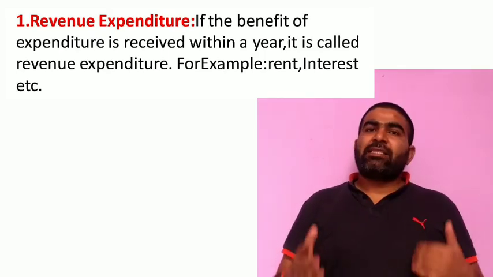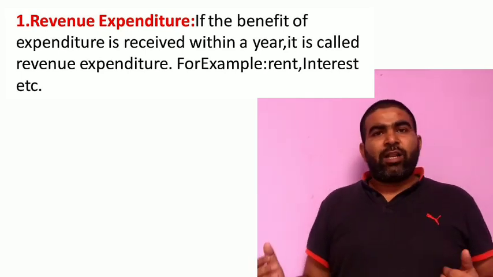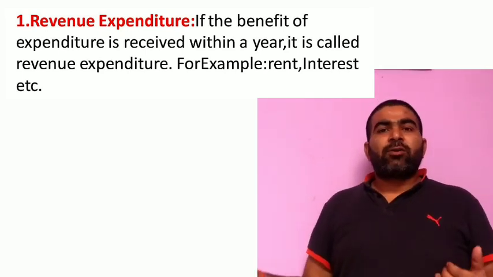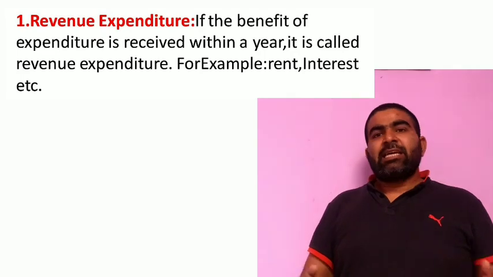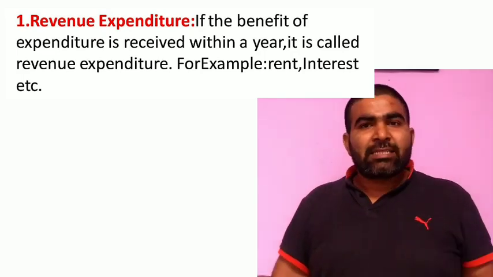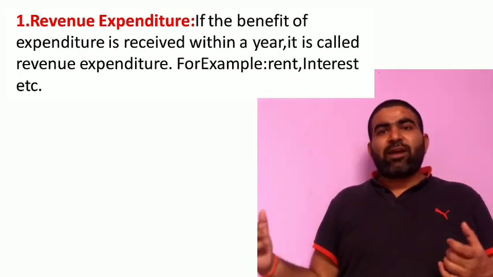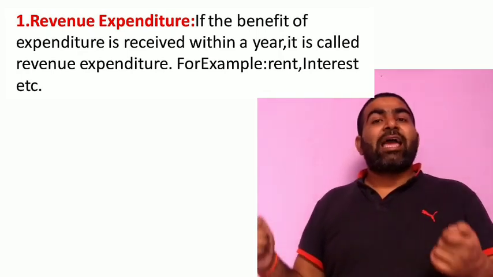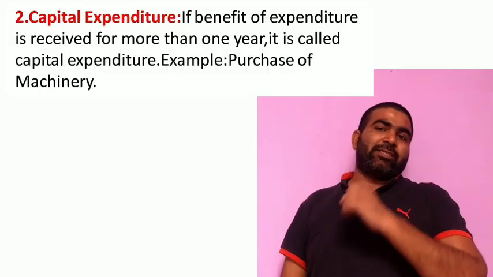Basically this expenditure is helpful in creating goods and services. It is related to the production of goods and services. That's why it is known as revenue expenditure. Now come to the next, which is capital expenditure.